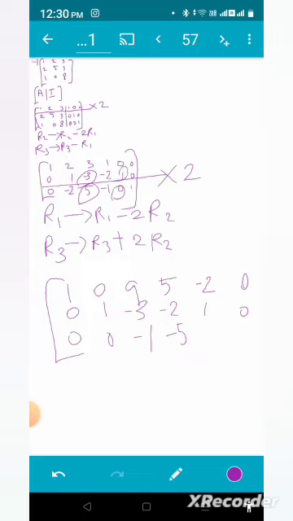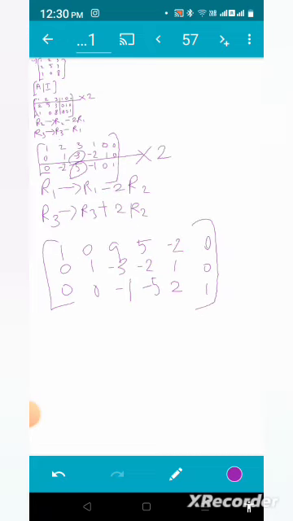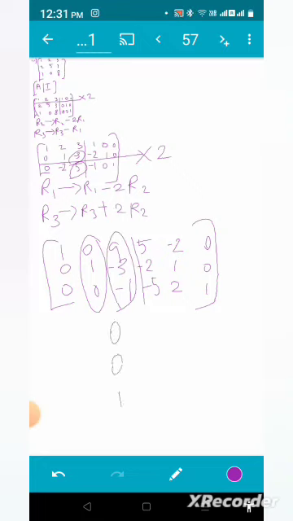Then 0 plus 2, that is 2. Then 1 plus 0, that is 1. 1 plus 0 is 1. So I get these values. So the second column also gets the identity. I create the identity matrix, so I get this and this correctly as 1. Then finally this also changes into 0, 0, 1.